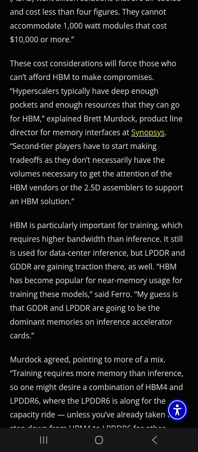Hyperscalers typically have deep enough pockets and enough resources that they can go for HBM, explained Brad Murdoch, product line director of memory interfaces at Synopsys. Second-tier players have to start making trade-offs, as they don't necessarily have the volumes necessary to get the attention of the HBM vendors or the 3.5D assemblers to support an HBM solution.